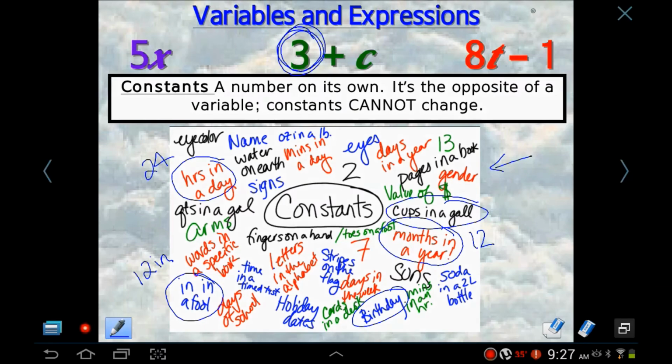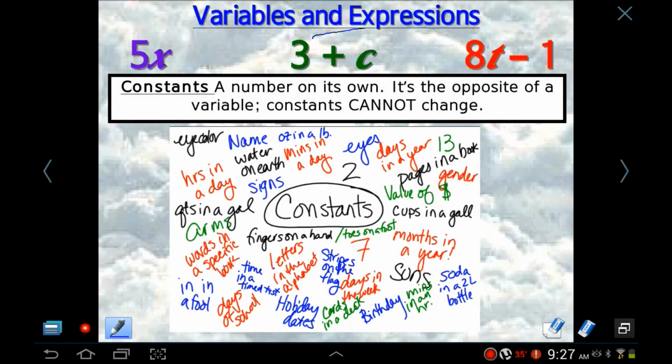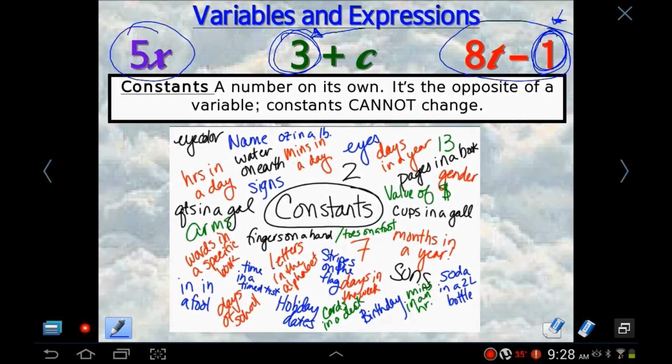The 3 in this expression right here is considered the constant. In this expression right here, the number 1 is the constant. It's actually -1, but that is your constant. That number is not going to change. This can be a little bit tricky. If it's just 5x, you might not think there's a constant to it, but you can always make up your own. Good standby. By default, you can just say it's +0.